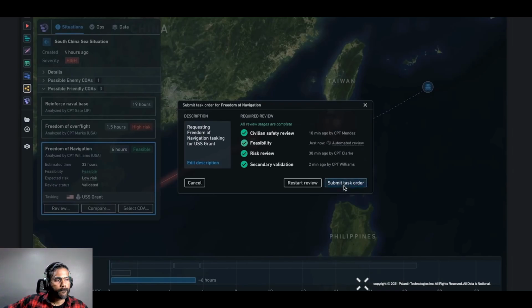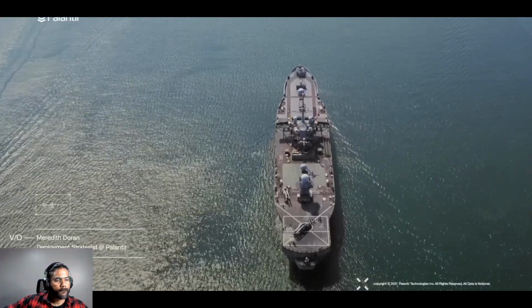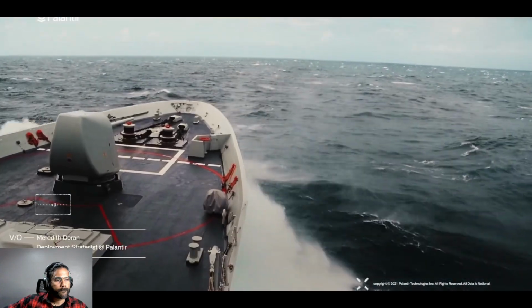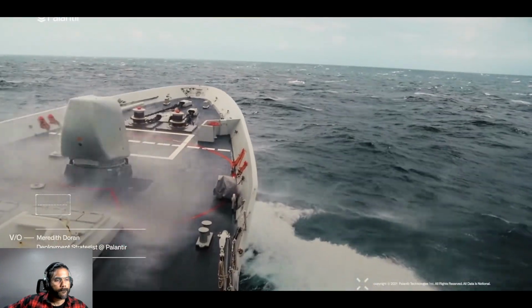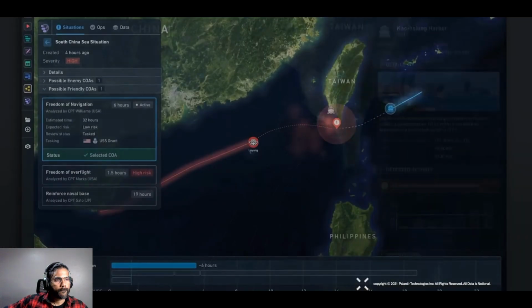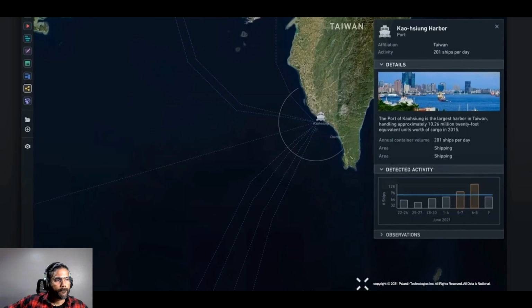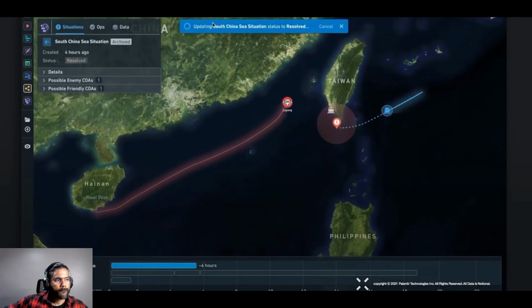Joint forces decide to task an American ship. Once the choice is selected, a task order is submitted, and the American ship quickly alters course. The team watches closely as the operation progresses. And as the American ship approaches, the fishing vessel blockade begins to disband and the Luoyang continues north without incident.